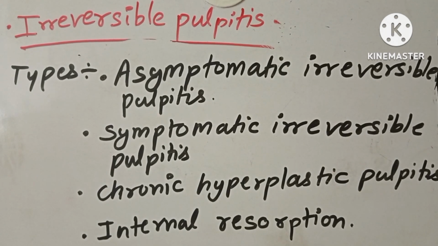The types are asymptomatic irreversible pulpitis, symptomatic irreversible pulpitis, chronic hyperplastic pulpitis, and internal resorption. In asymptomatic irreversible pulpitis, we are seeing no symptoms of pain. In symptomatic irreversible pulpitis, the patient complains of pain and other symptoms are seen. Chronic hyperplastic pulpitis is also called a pulp polyp, and then there is internal resorption.